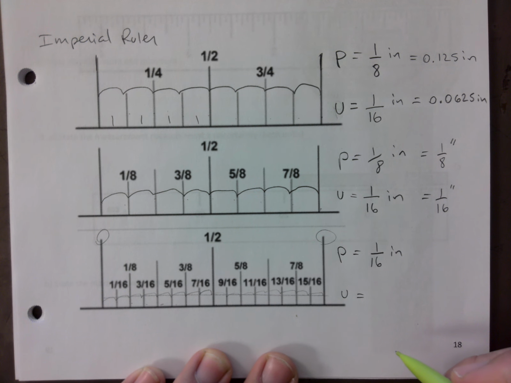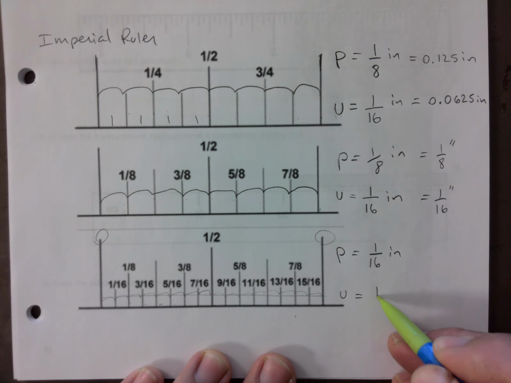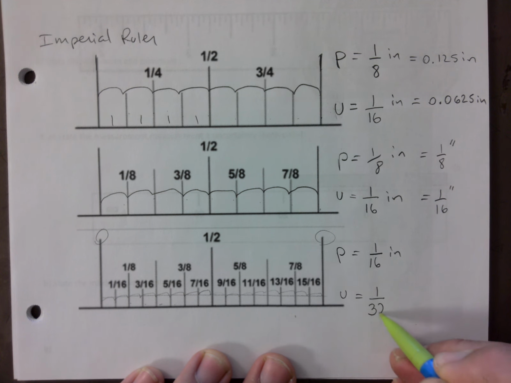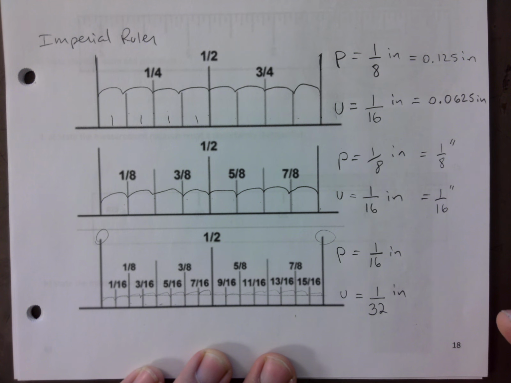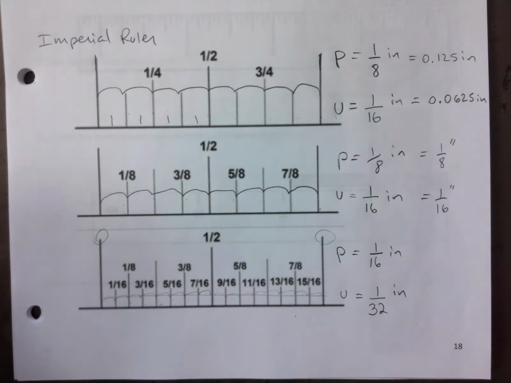I'm just going to leave it as a fraction. What would be the uncertainty? What's 2 times 16? Yeah, 1/32. 1/32 of an inch.